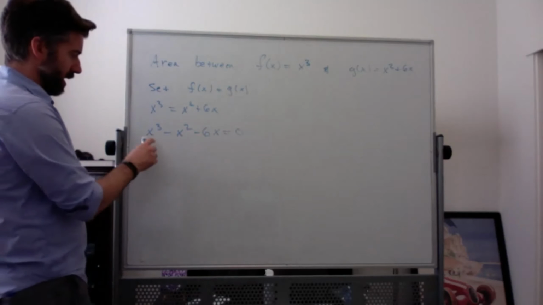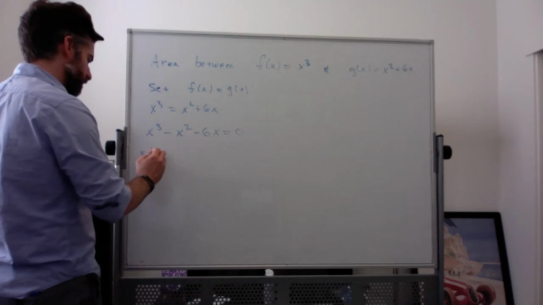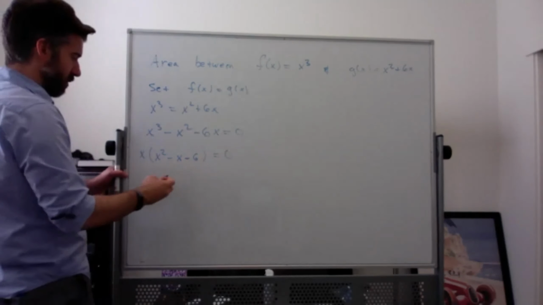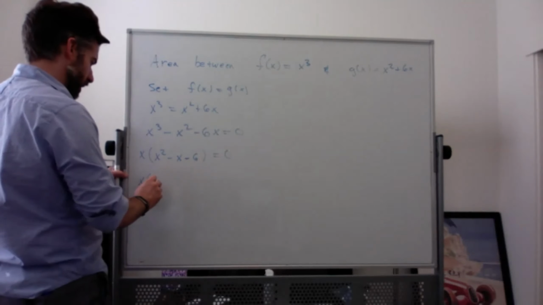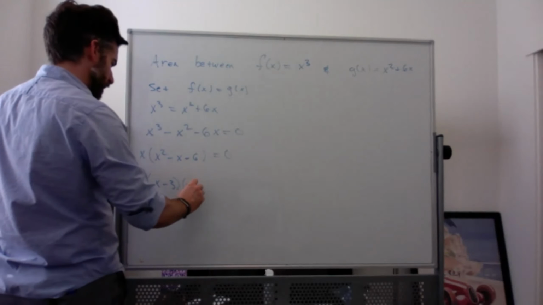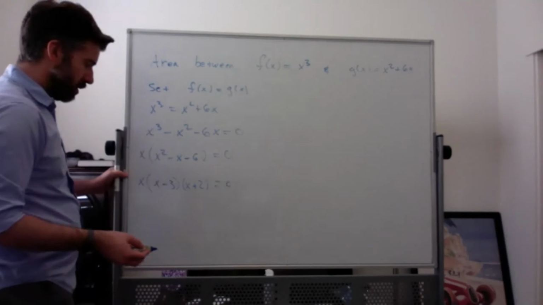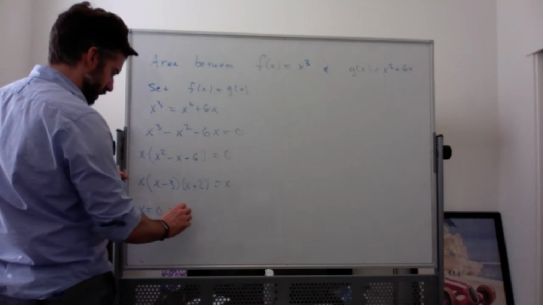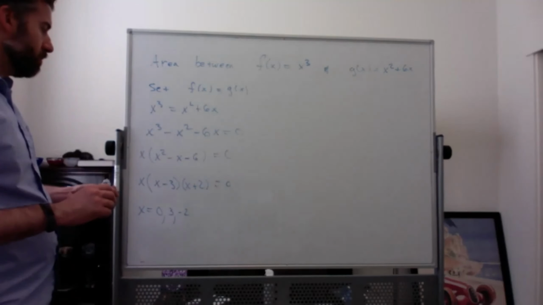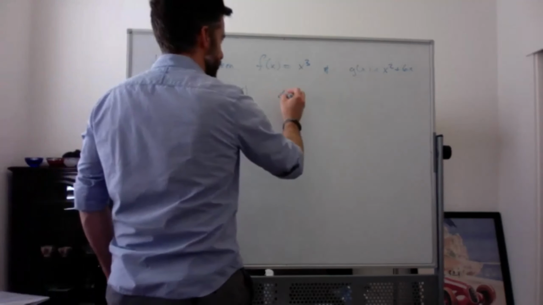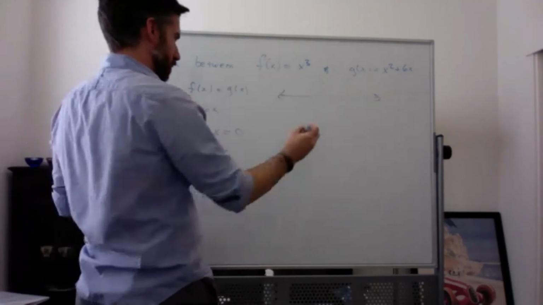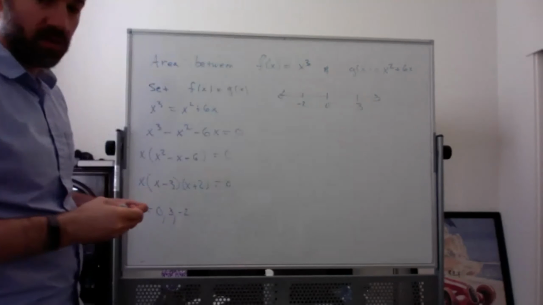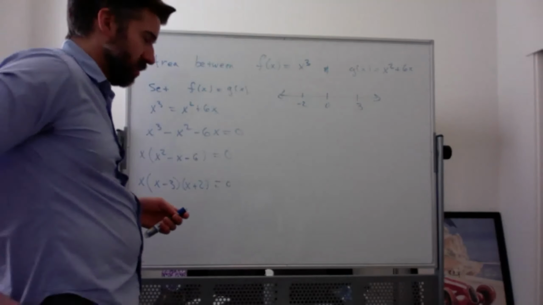And then we're going to factor. I can definitely factor out an x, and I can factor further and get x times (x minus 3) times (x plus 2). So here's where these intersect: at x equal to 0, x equal to 3, and x equal to negative 2. And so here's what we're thinking. If we write these in order, meaning negative 2, 0, 3, we're actually going to have to do 2 different integrals.